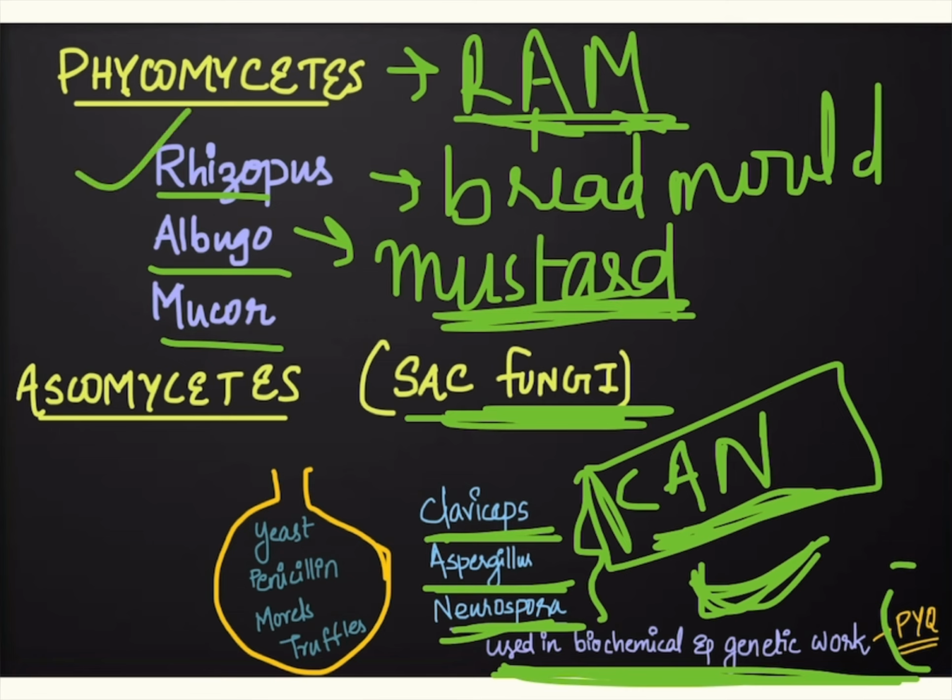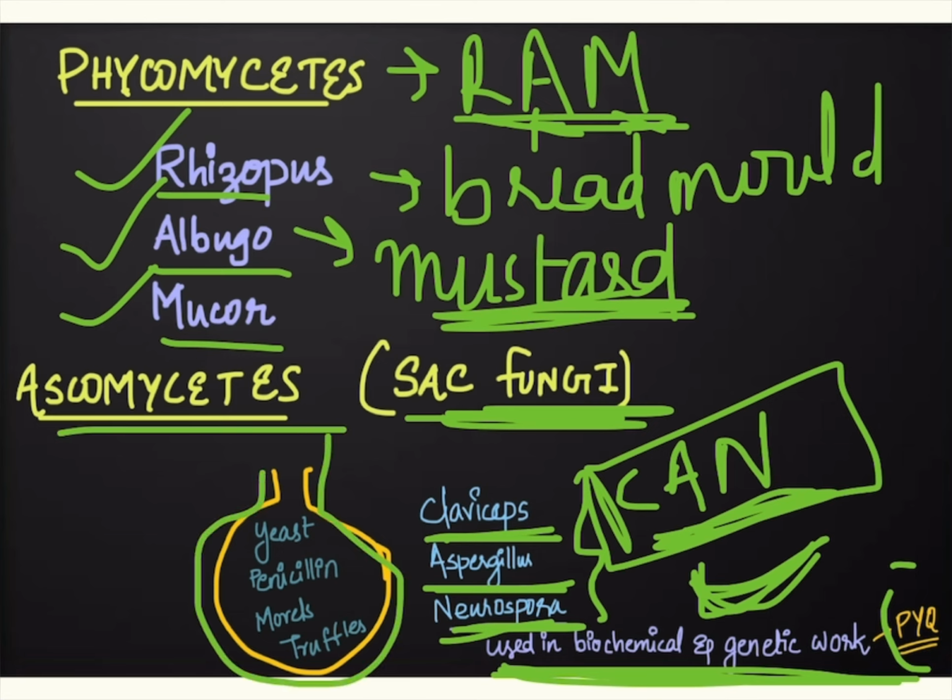In that RAM, R for Rhizopus, A for Albugo, and M for Mucor. Rhizopus is the bread mold, Albugo is the parasitic fungus on mustard, and then comes Mucor. And Ascomycetes: if we are going for a picnic, we will carry a sack with us, and in the sack we are placing 4 elements, and which are they?